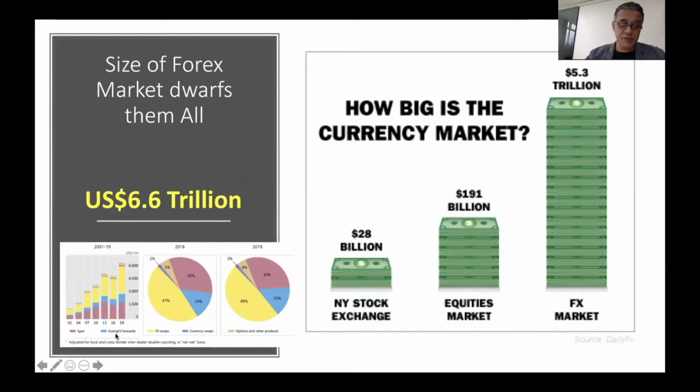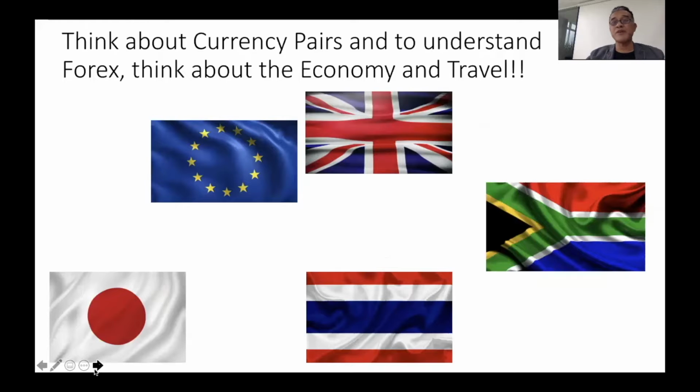And this is a potential that I think you should tap on. So when you think about currency pairs to understand Forex, just think about the economy and think about travel. So let's talk about some of this that are related to travel and also the economy.